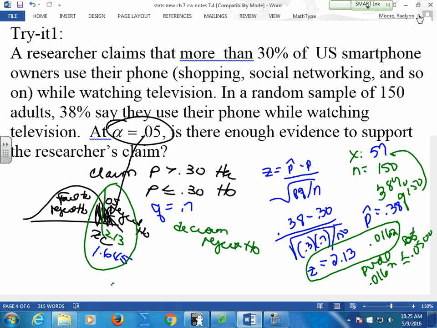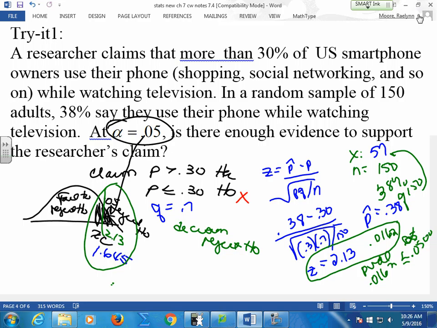My interpretation says, if I reject this guy, can I support the claim? Try to look at it logically first. Reject it? Oh yeah, then I'm supporting it. So I come over here, my claim is my HA. I reject H0. There is enough evidence at a level of significance of 0.05 to support the researcher's claim that more than 30% of smartphone users use their phone while watching television. Make sense?